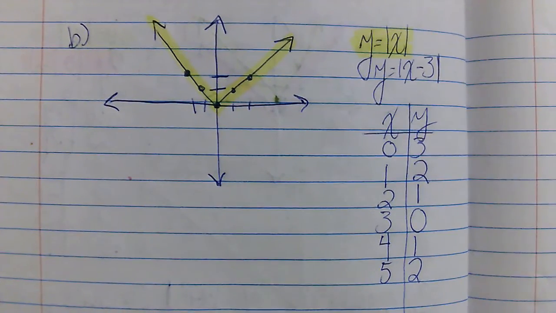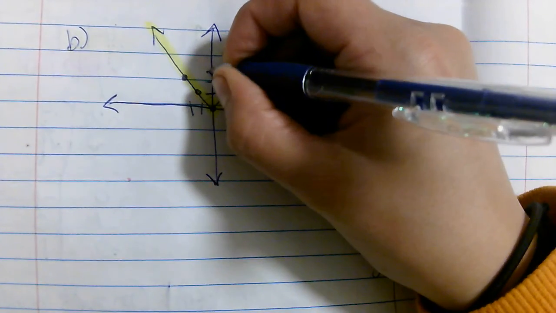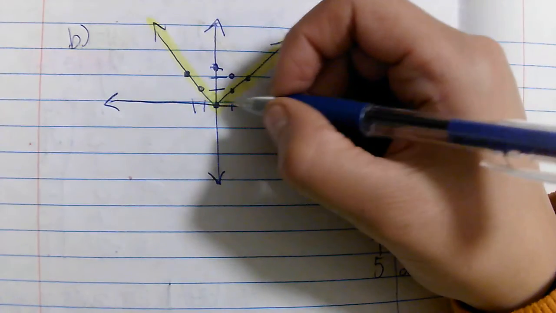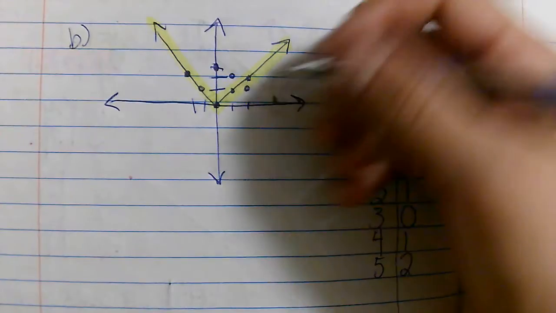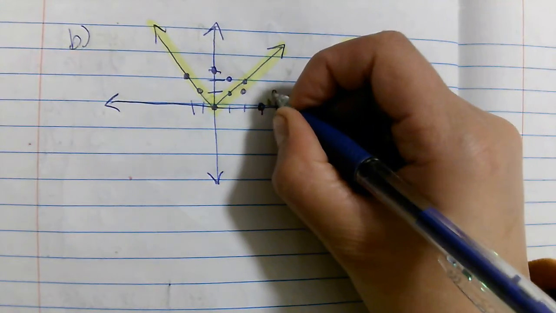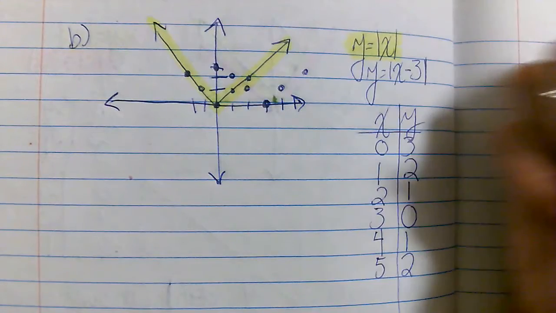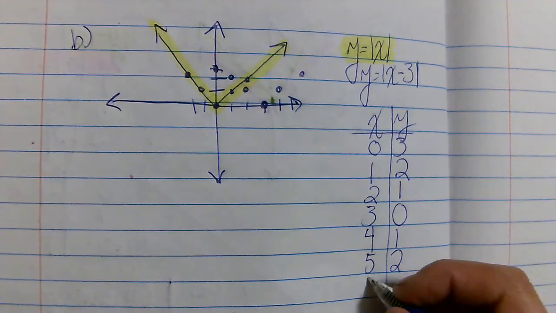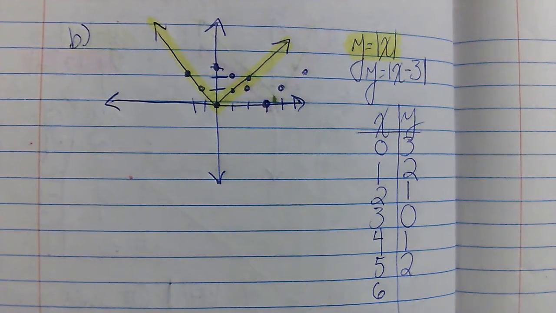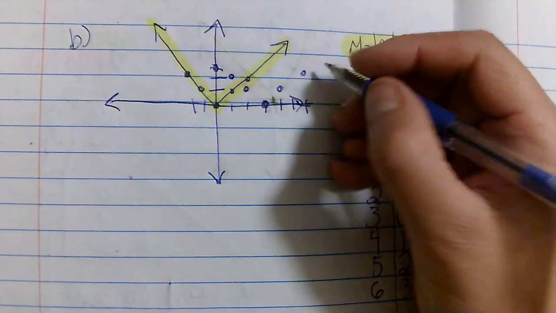Alright, so let's start at 0, 3. So 0, need to add some more. 0, 3, 1, 2, 2, 1, 3, 0, 4, 1, and 5, 2. You know, let me do one more. If I plugged in 6, let's see what would happen. That would become positive 3. Extend this. 6 and 3.